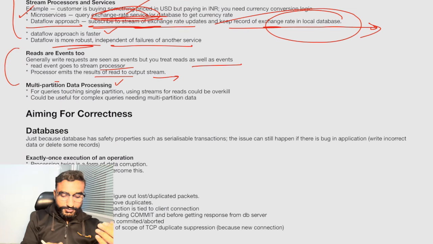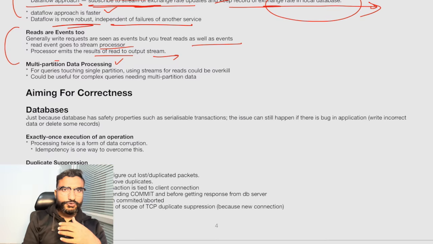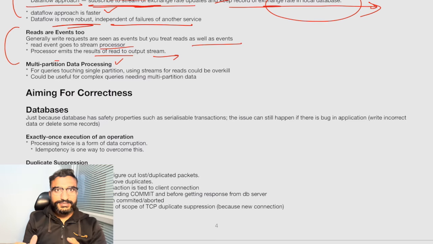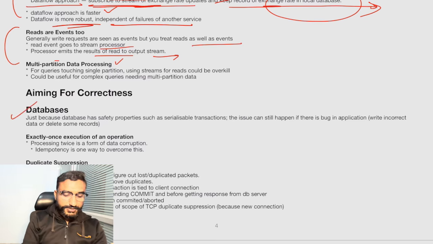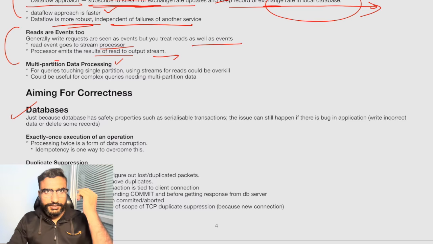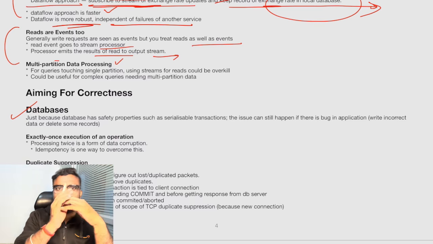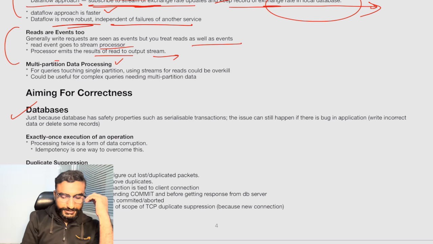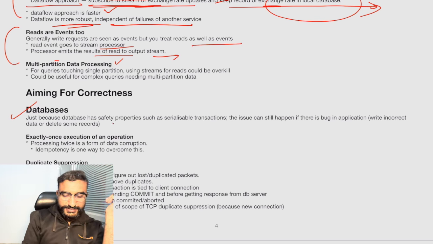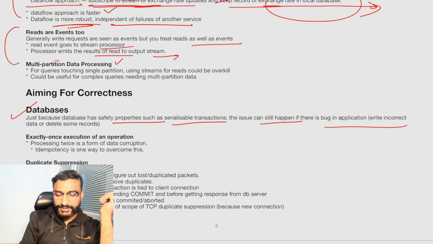So let's talk about aiming for correctness. The next topic is aiming for correctness: how you can ensure your data is correct in your system, across the entire data systems you are managing. If you have multiple components in your architecture, just because your database has safety properties such as serializable transactions, the issue can still happen if there is a bug in the application.